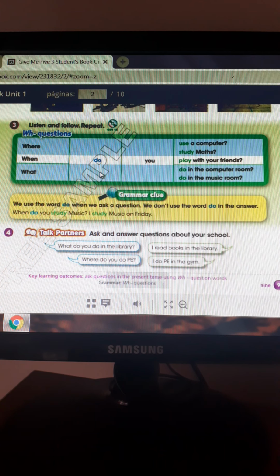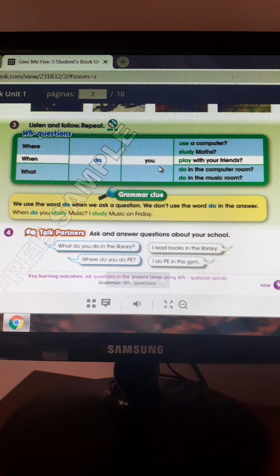Then we have do, the auxiliary, okay? Remember that we use do in the questions like an auxiliary. This is the auxiliary, right? So, interrogative word, auxiliary, person, and verb, okay? We continue with the meaning of these verbs.